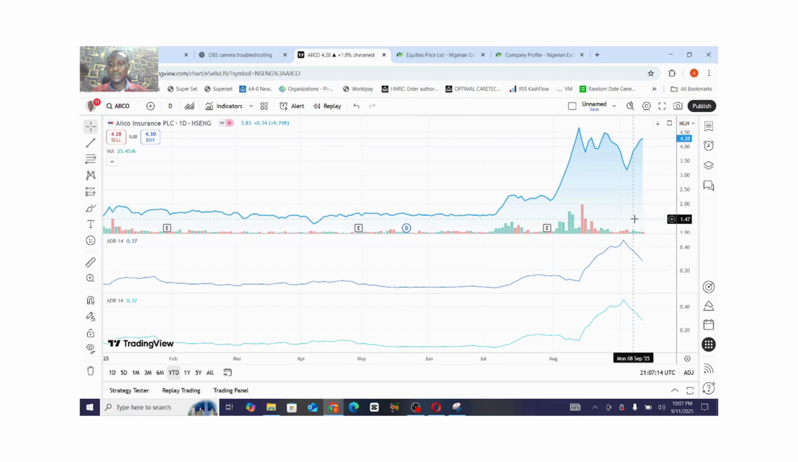So that is for AIICO. And of course, I'm going to do several classes on this technical analysis indicator. For now, I'm going to do several videos. I'll do like 5 examples for this technical analysis, and then we'll go into valuation.